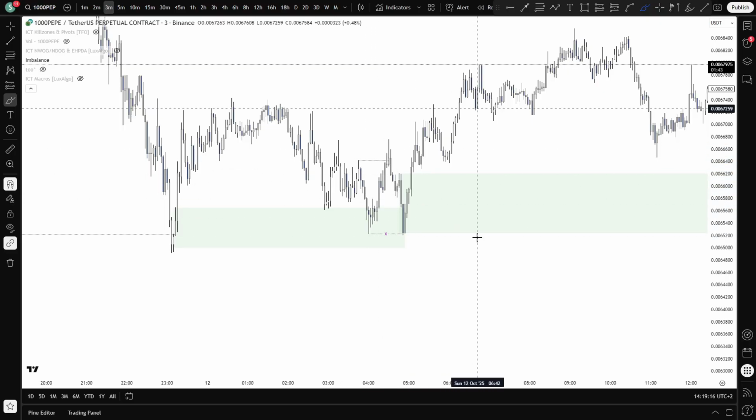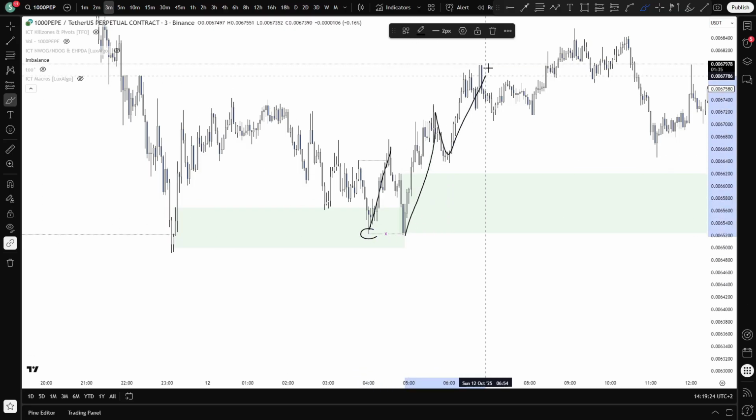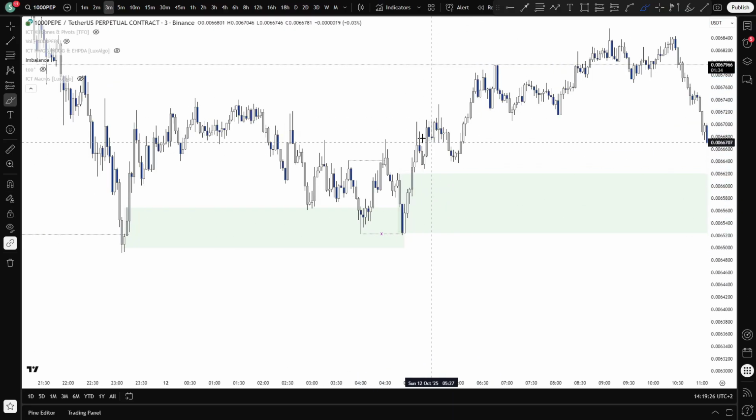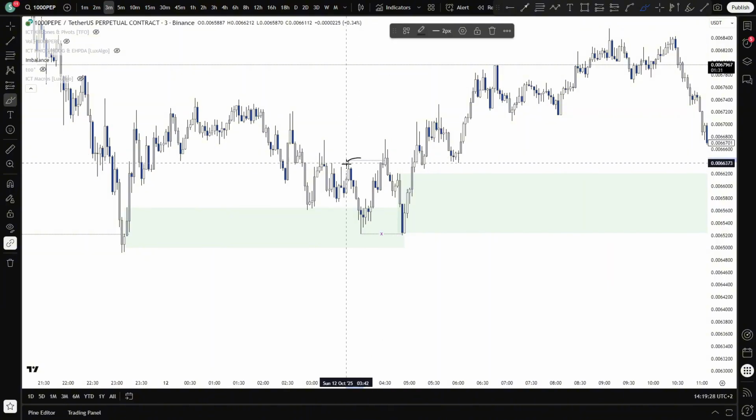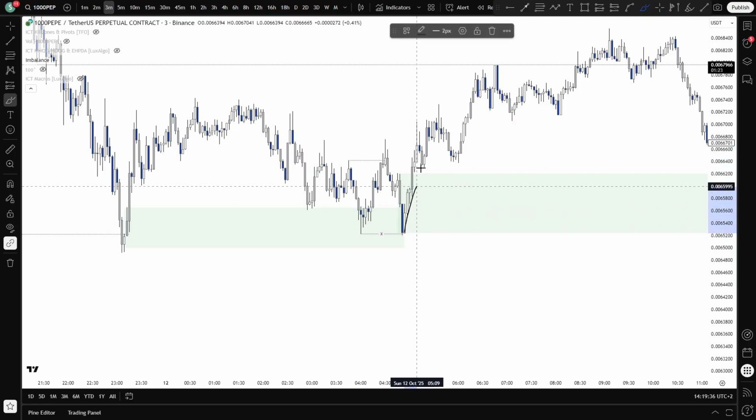But this is not a valid break of structure. No, this is a fake break of structure to get in buyers to create liquidity to then start the real up move. That is exactly what happened here. We started trading above the high, getting in a lot of buyers, with stop losses below this low, and then we're going to take them out and start the real up move.